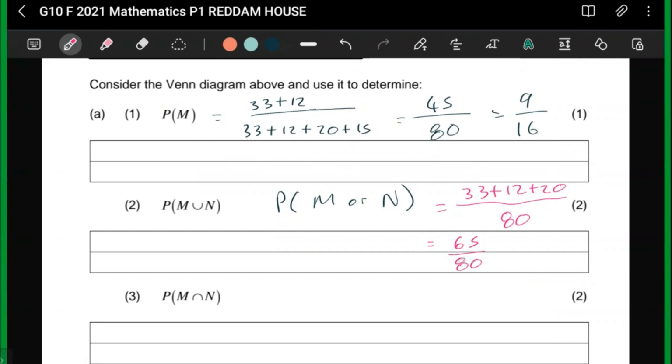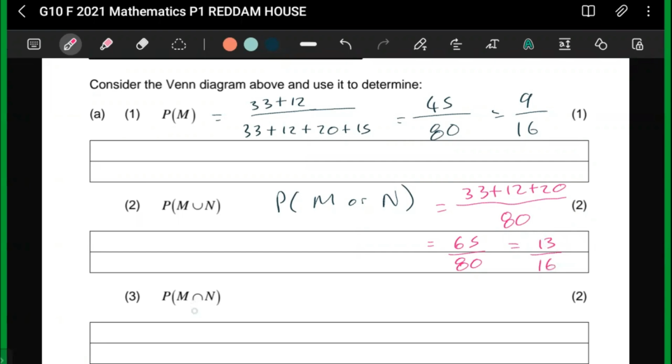And now this you can just simplify it. The number that can go into both of them is obviously, again, just 5. 5 goes into 65 13 times, and then it goes into that one 16 times. There we go.